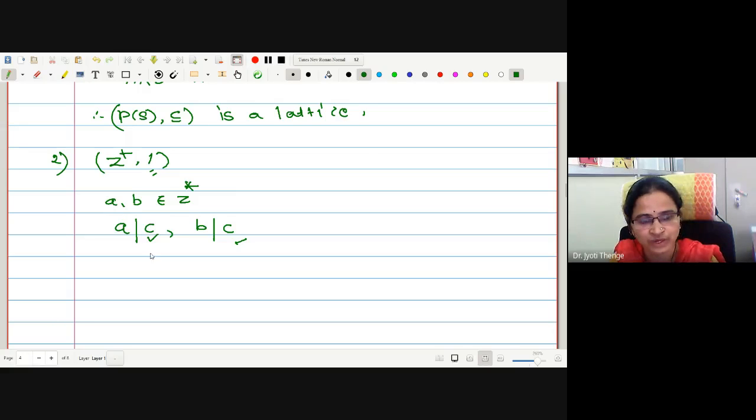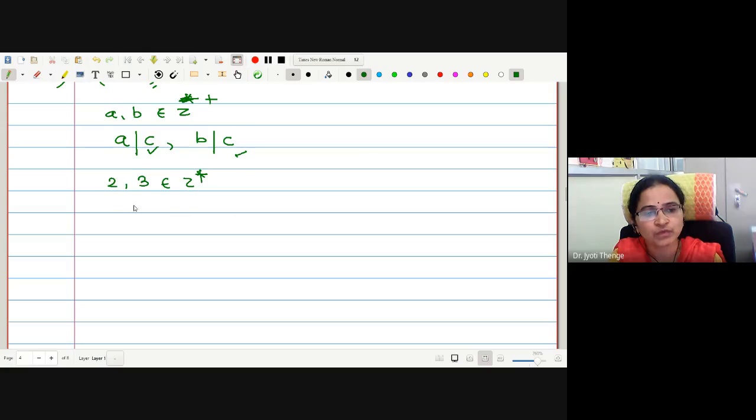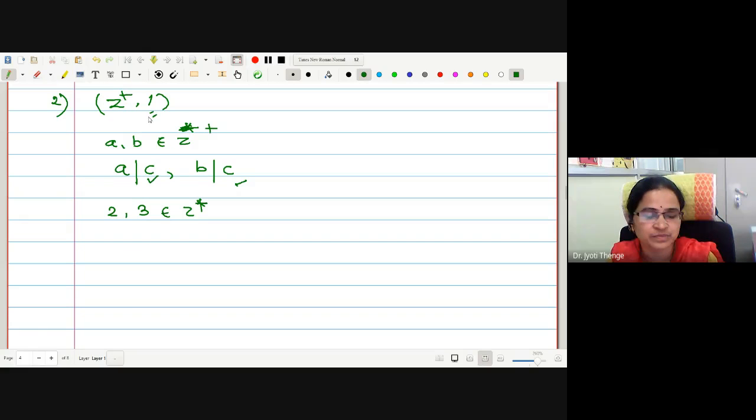I don't know whether you are getting me or not. Correct. Now, suppose I give an example. Suppose I want to find the join, that is the least upper bound, of 2 and 3, which belongs to Z plus. Oh, by mistake I have written star. Z plus. Okay.